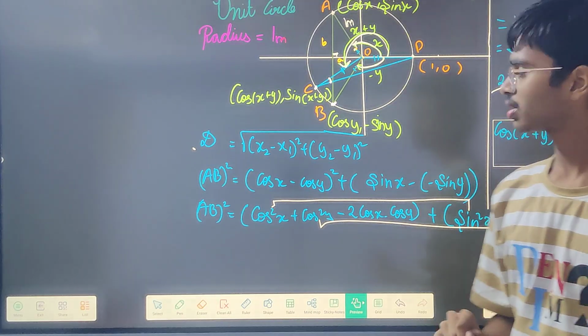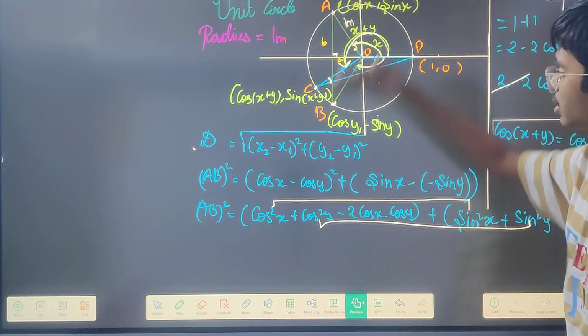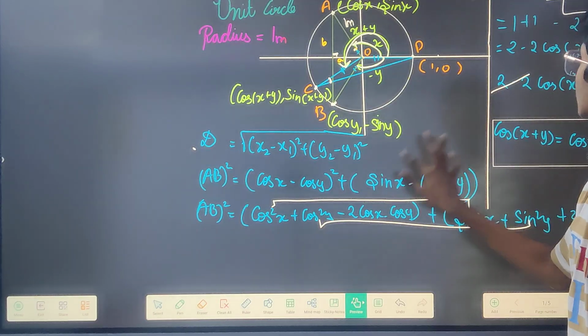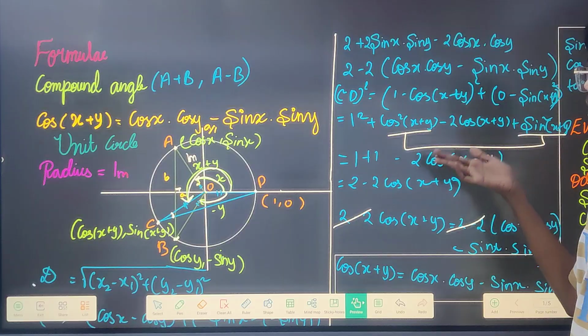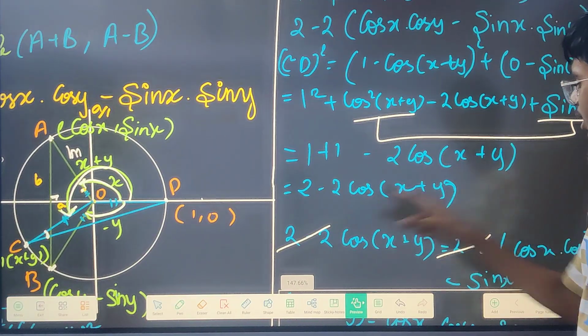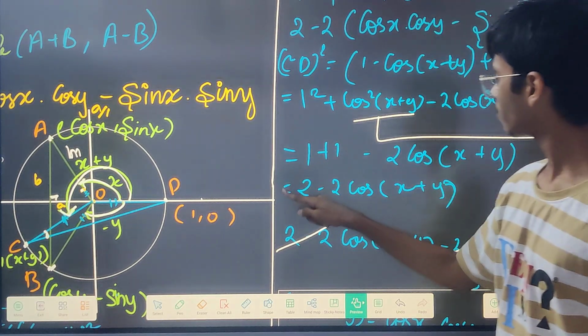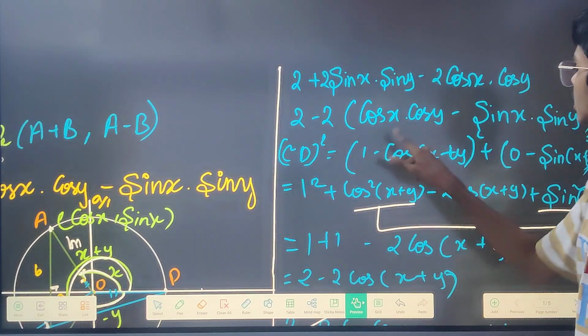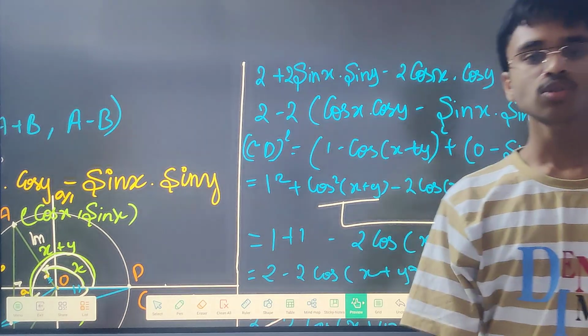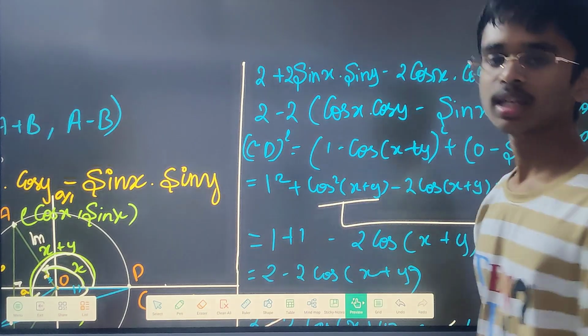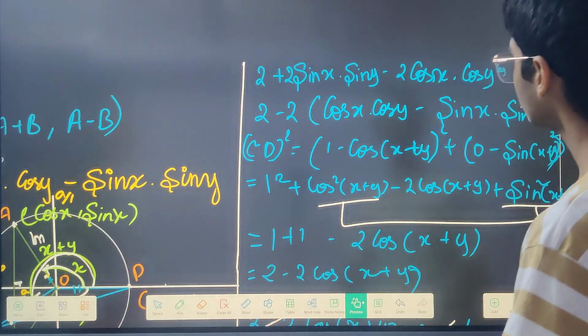We have a few coordinates, right? Substitute these two coordinates into this formula, and at last you will get an equation. What is that equation? This is the equation that you have got, not this. This is the equation that you are going to get: 2 minus 2 (cos x cos y minus sin x sin y).